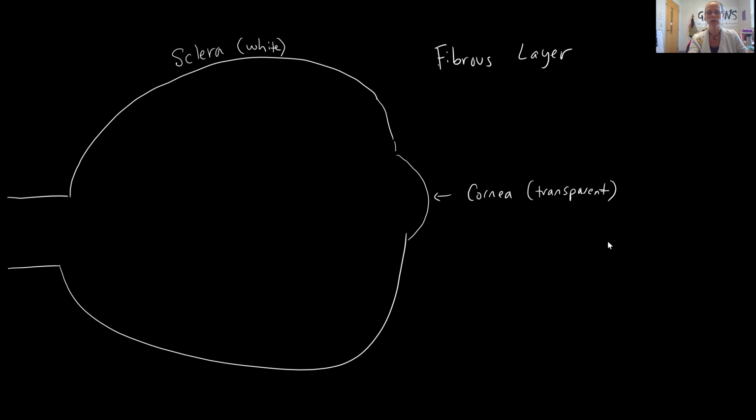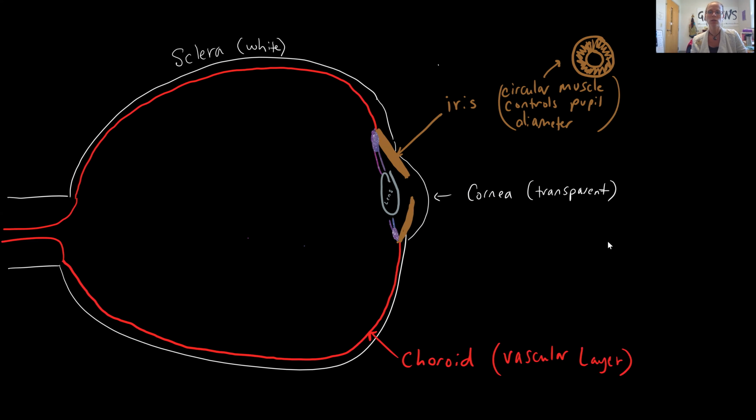As we move into the next layer or tunic, we are looking at the vascular layer or the vascular tunic. And this is composed primarily of the choroid. So the choroid, as the name implies, is going to provide the vascularization to the eyeball. You also have at the front of the eyeball a circular muscle called the iris. The iris is controlling the diameter of the pupil. So the pupil, as you can see here, is just a hole. It's just an opening. Hopefully you get to do a dissection in your lab and you can really see that very well in the dissection. That's why I always like to do that.